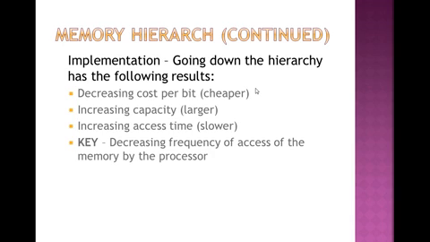Now, implementation: going down the hierarchy has the following result. Whenever we go down from the upper level to the lower level in the hierarchy, the cost per bit decreases, that is, it becomes cheaper at the lower level. The capacity increases, that is, it becomes larger. The access time increases, that is, it becomes slower as we go down the hierarchy. And the frequency of access of the memory by the processor decreases.